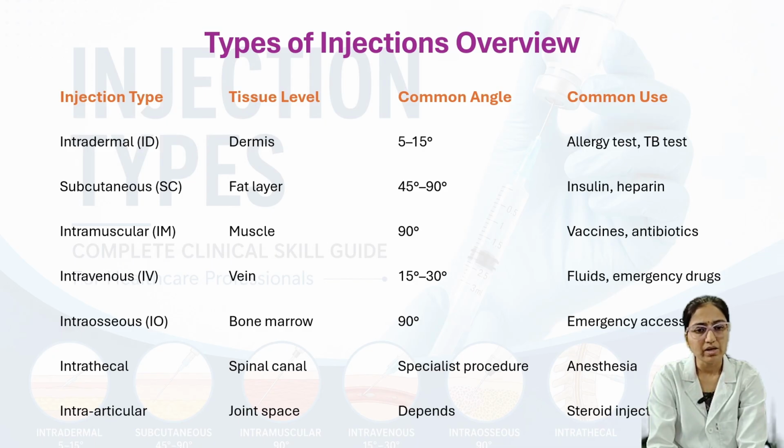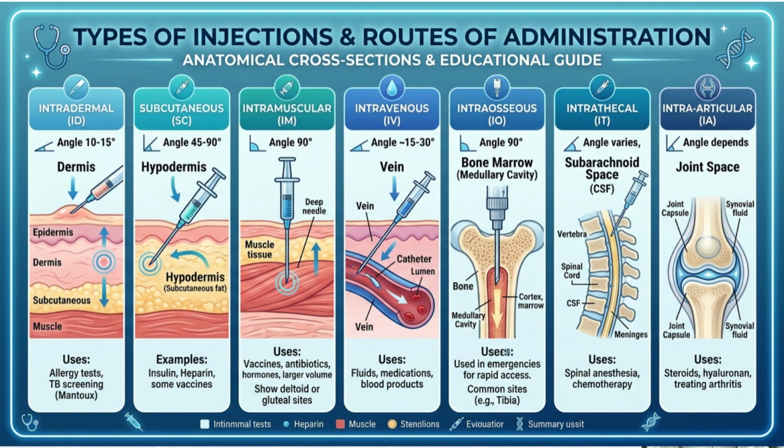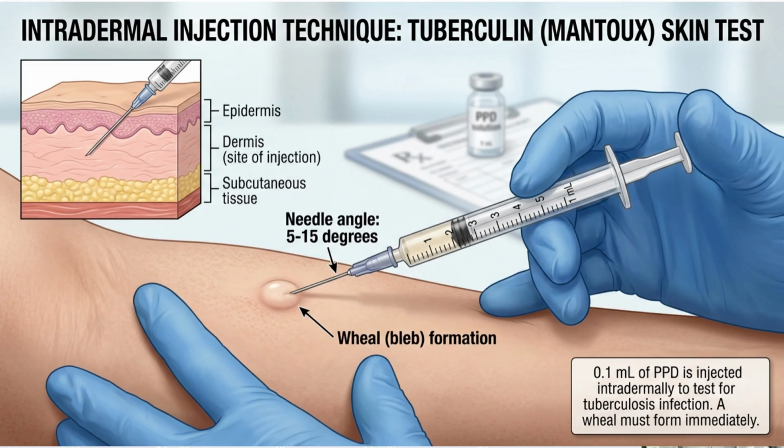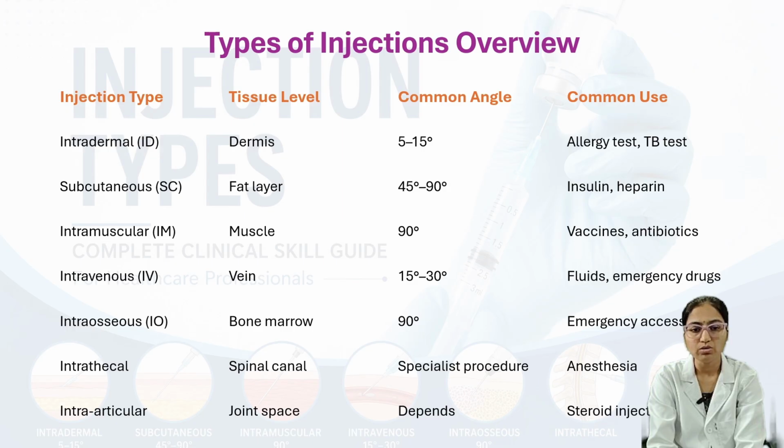Next we'll see the types of injections. Here we'll see an overview. Some very important points, don't forget: injection types, tissue level, common angle, and common use. First, intradermal. The tissue level is the dermis, the common angle is 5 to 15 degrees, and the common uses are allergy tests and TB tests.